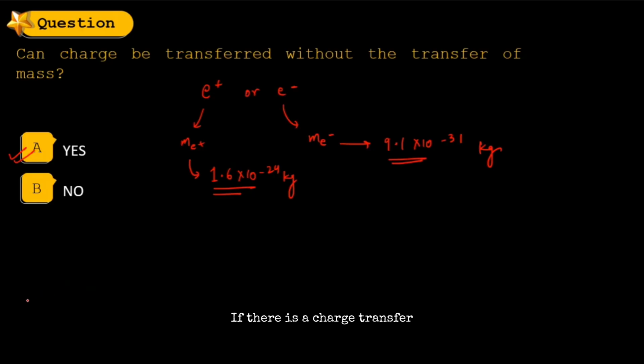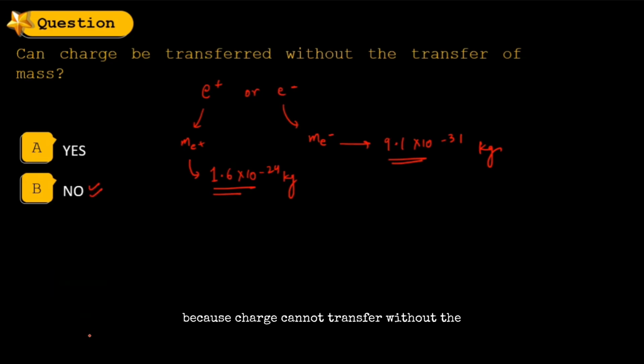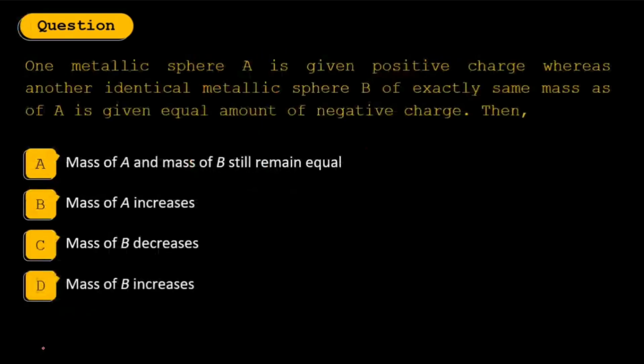So the answer to this question is going to be no. If there is a charge transfer, it cannot take place without transfer of mass. Charge cannot transfer without the transfer of mass. So whenever a body gains some charge, there must be some mass the body has acquired. Or if the body has lost some charge, it must lose some mass. This is what should come to our mind.